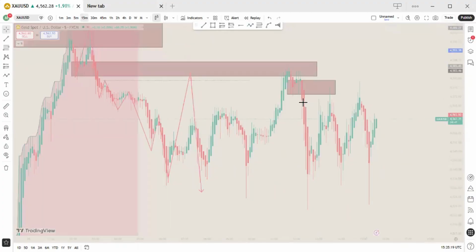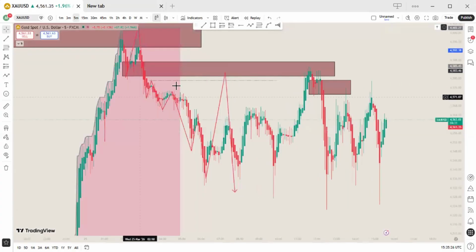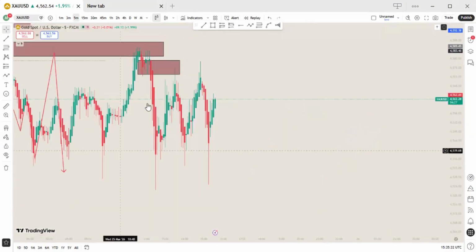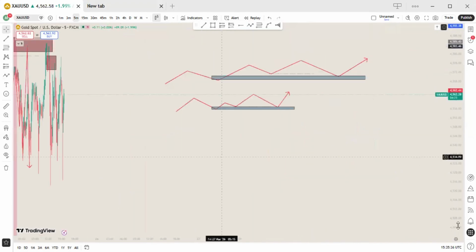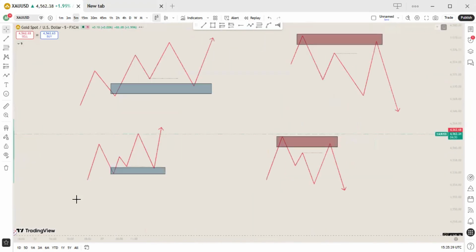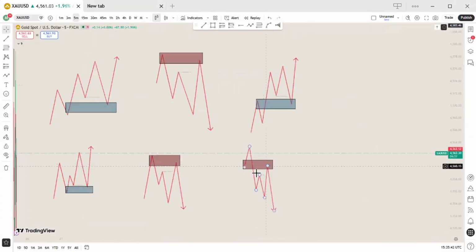As you can see right here, we have this liquidity. I was able to spot it very well on the 15 minutes time frame: break of structure, liquidity, and the market starts going bearish. And which type of trading pattern is that? It is the black trading pattern.